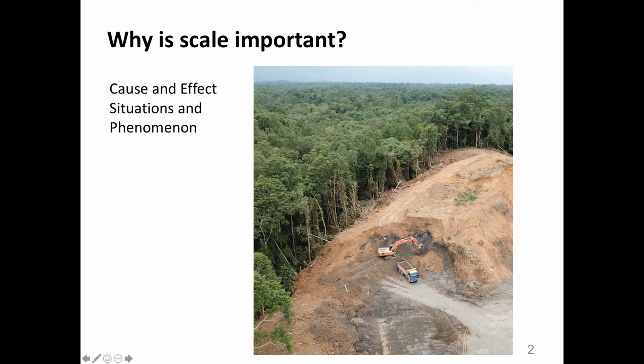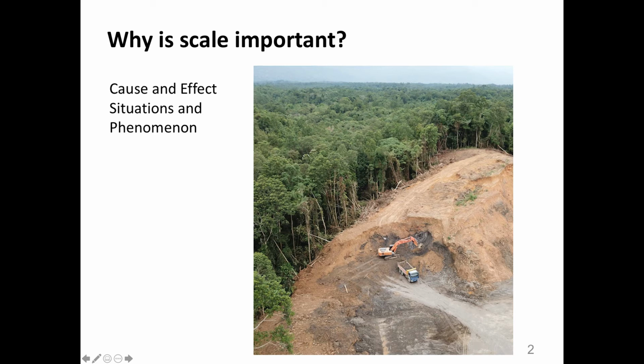We see some land that's being utilized maybe for mining or who knows for that matter, but we notice that there's a lot of trees that have been lost in this situation. So we have some sort of cause, human interaction, and then effect, deforestation. And by understanding what scale we're at, we have a pretty good idea of what's going on. Well, what scale would it be at?